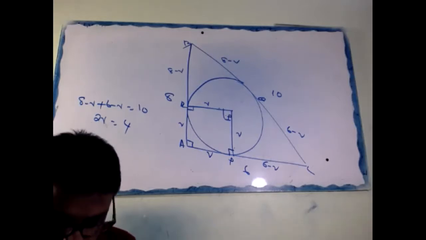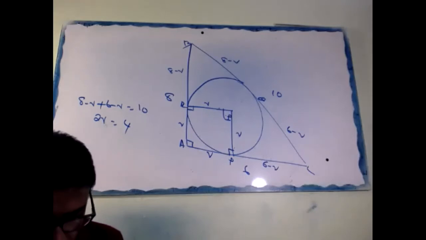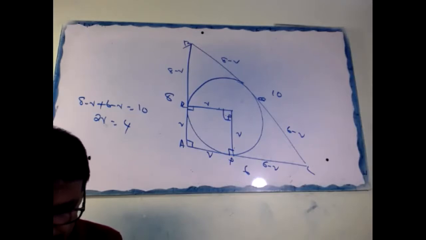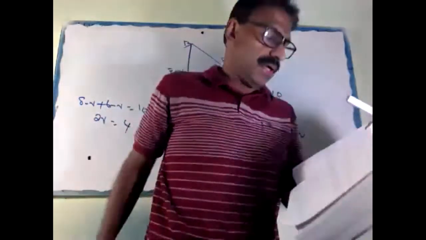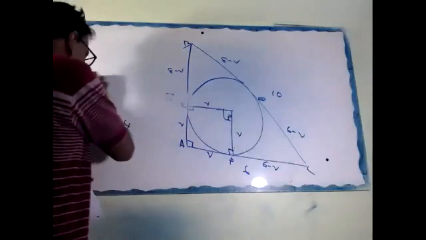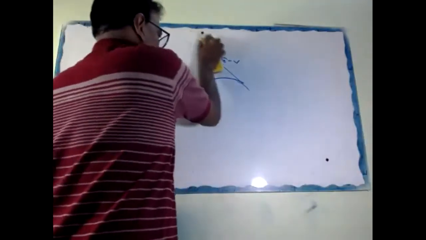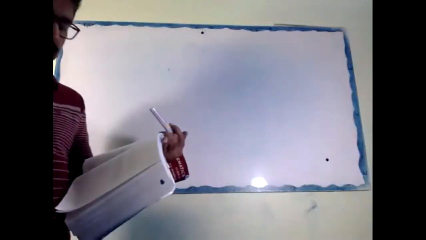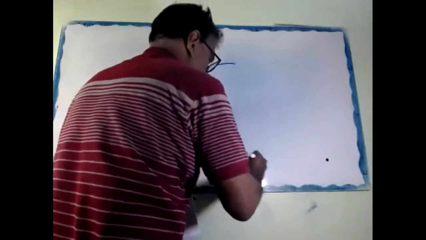Okay, I think we didn't understand the question. In two concentric circles, look at here. In two concentric circles, a chord of length 24 centimeter of the larger circle becomes the tangent to the smaller circle, whose radius is 5 centimeter. Find the radius of the larger circle.